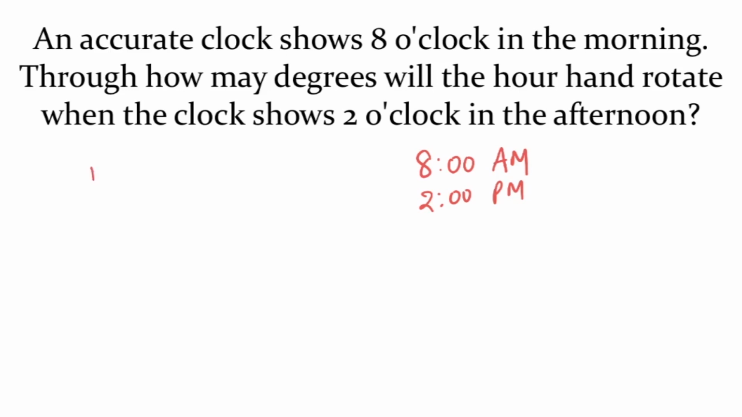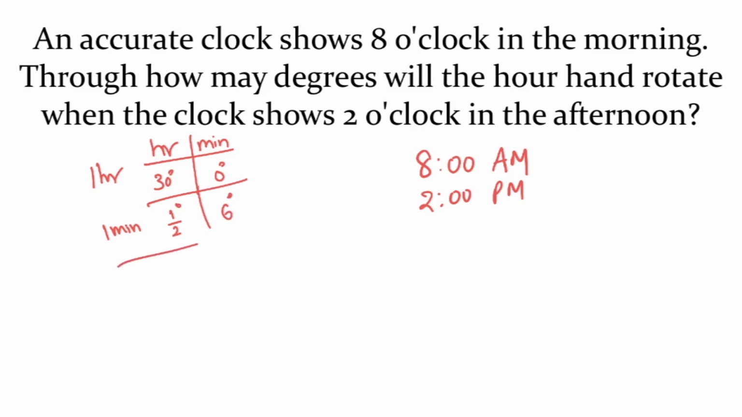See, I told you in 1 hour, the hour hand completes 30 degrees, the minute hand completes 360 degrees, and in 1 minute, the hour hand completes half a degree and the minute hand completes 6 degrees. Here the number of minutes is not given. The duration is 6 hours. In 6 hours, the hour hand rotates 30 degrees each hour. So the angle rotated is 180 degrees.